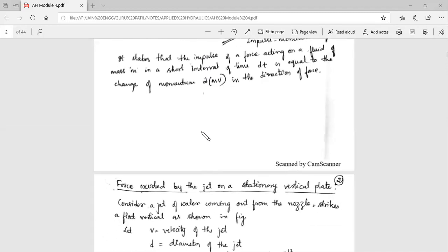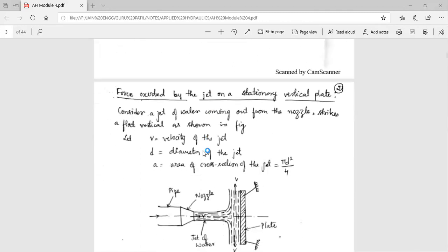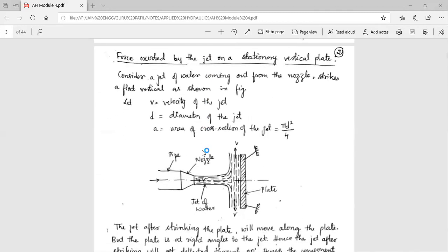Next we shall see from this momentum equation how the stationary plate absorbs the force from the jet. That is the first derivation, a very simple derivation: force exerted by a jet on a stationary vertical plate. Now here you can see the jet with a pipe.